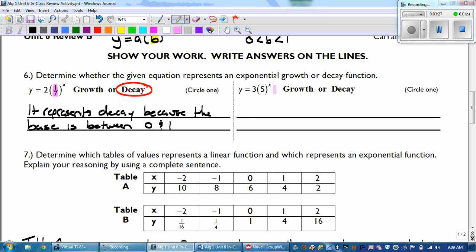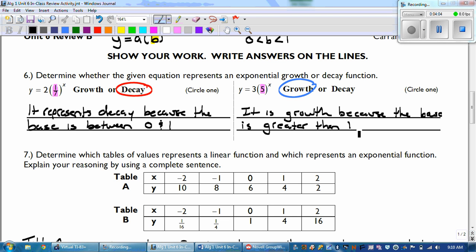Now, let's look at the next one. Look at your base. What's going on with that base right there? Well, it's 5. And is 5 greater than 1 or less than 1? Yeah, it's greater than 1, which means it's growth. So, why is it growth? It is growth because the base is what? Yeah, the base is greater than 1. Okay.